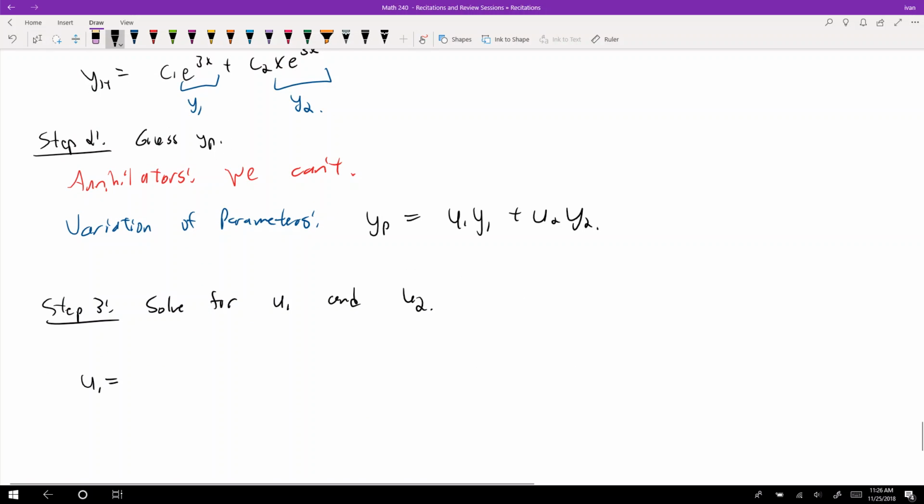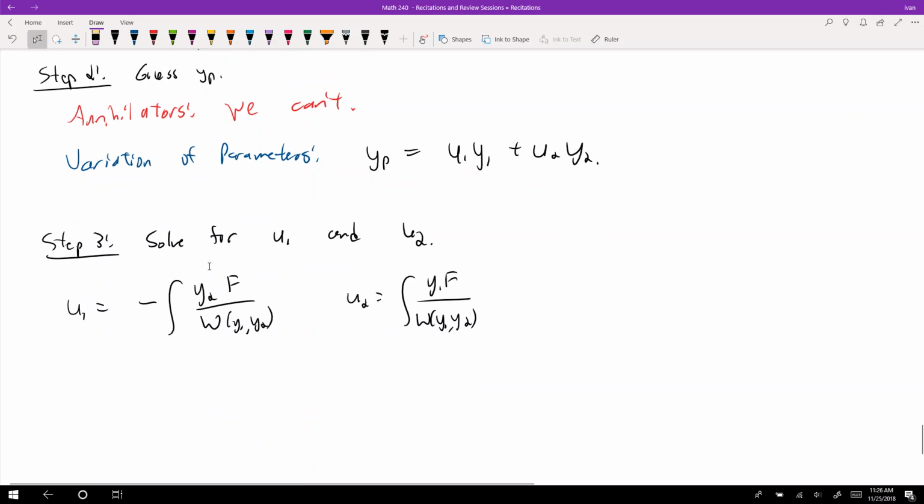Remember, for the first step you can write the equations down at least. u1 is equal to negative integral of y2 f over the Wronskian of y1, y2, and then u2 is equal to the integral of y1 f over the Wronskian of y1, y2. All right, so let's solve for the Wronskian.